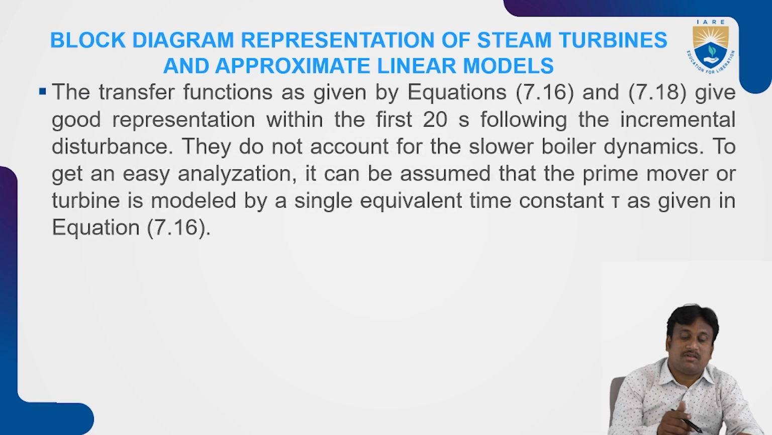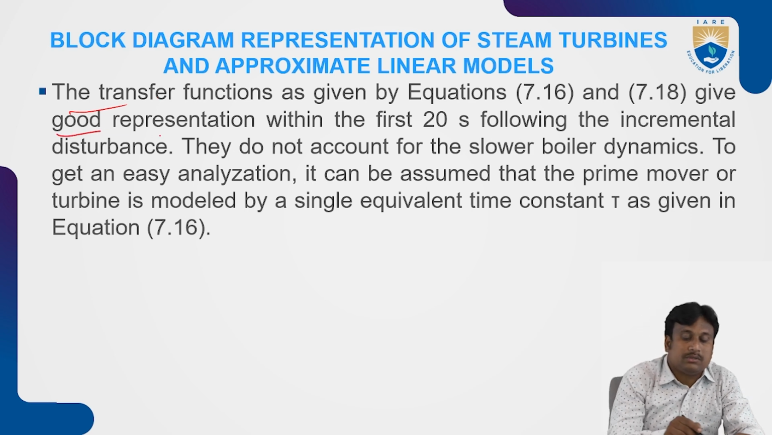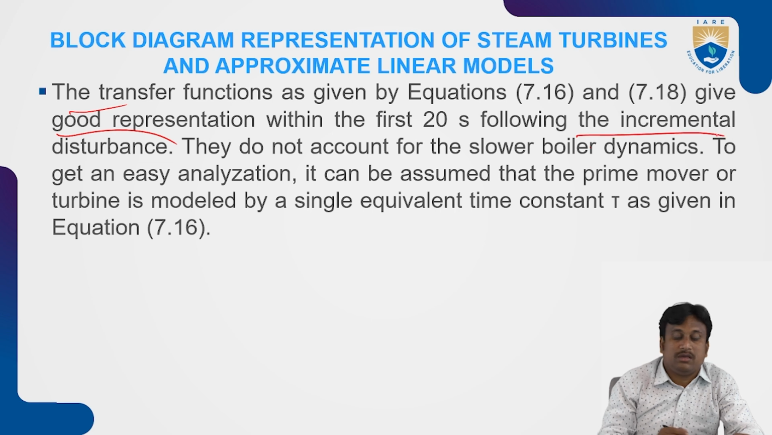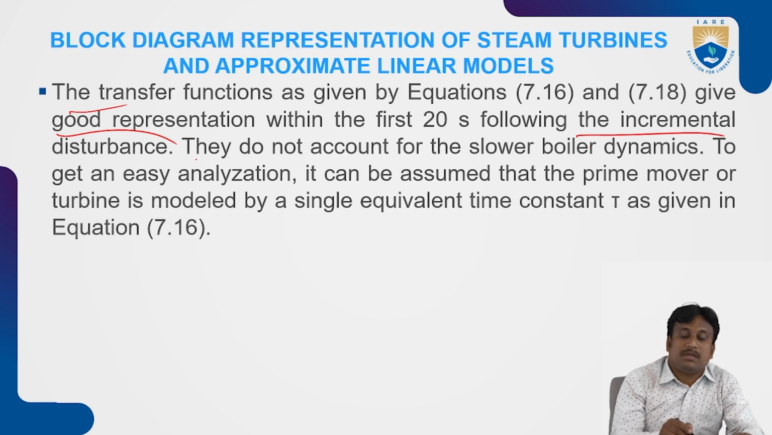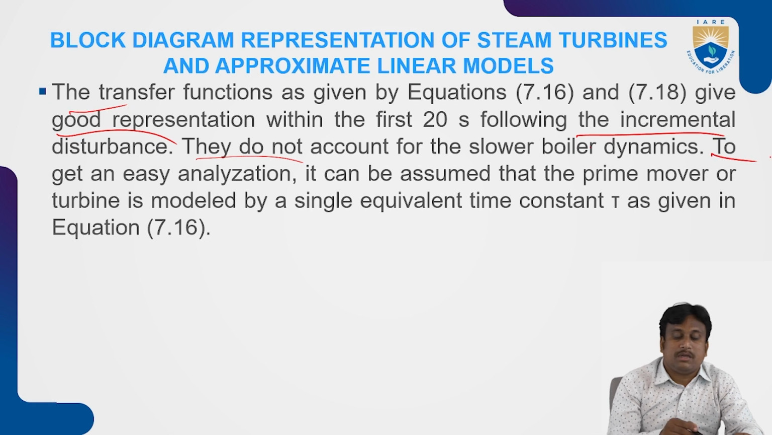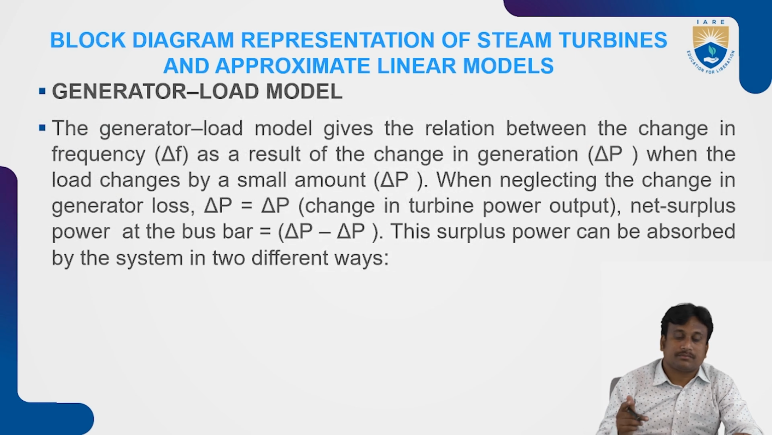The transfer functions represented in the two expressions give a good representation within the first 20 seconds of the following incremental disturbances. That means they do not account for the slower boiler dynamics. So to get an easy analysis, it can be assumed that the prime mover or turbine is modeled by a single equivalent time constant T_t, that we already represented in the block diagram.